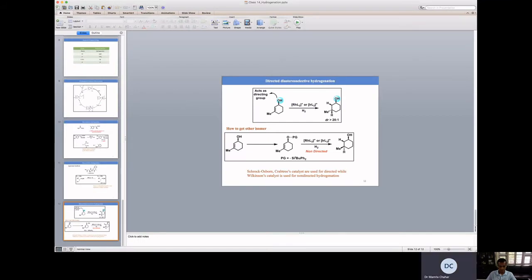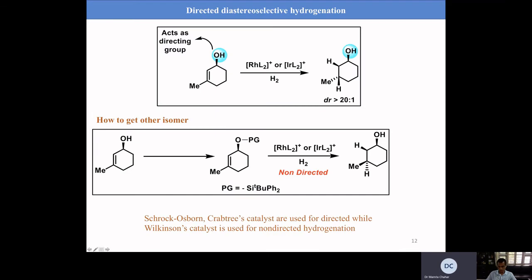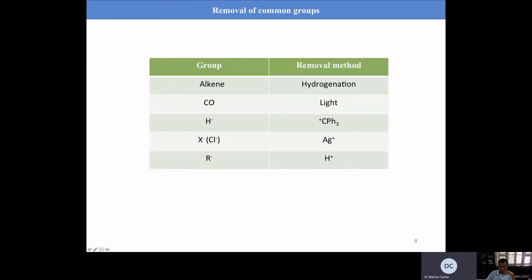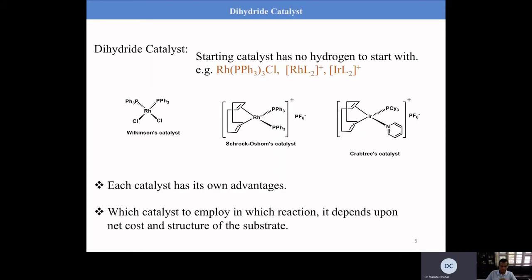Sir, other than Wilkinson catalyst, both the catalysts, Stork-Osborne and Crabtree, they have the PF6 based counterion. So why do they choose this? Because of the big size or any surface chemistry regarding this? Yeah, I can discuss that.